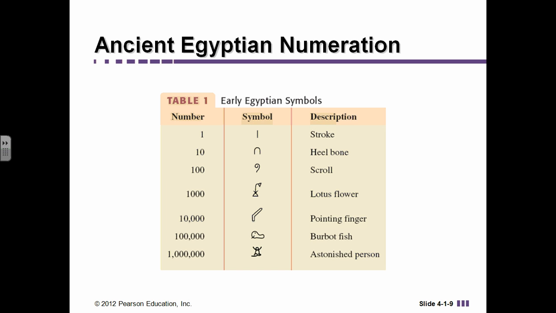and what they stand for. So to represent the number 1, we just use a single stroke, which makes sense. To represent the number 10, we use what they call a heel bone. The number 100 is a scroll. The number 1,000 is a lotus flower. 10,000 is a pointing finger. 100,000 is the burbot fish. And a million is an astonished person. So these are the different symbols that you will see for the Egyptian numeration system.